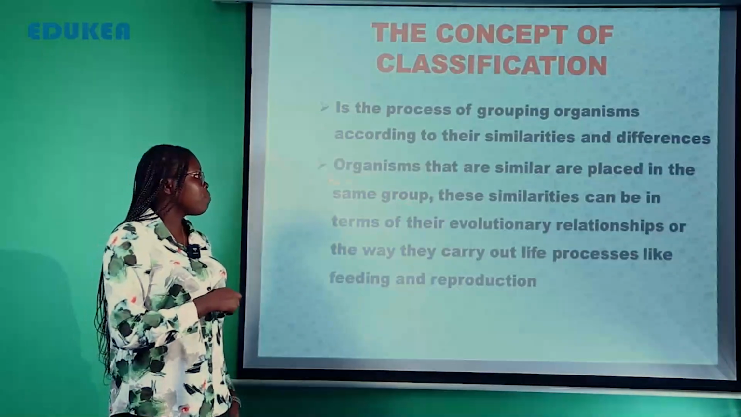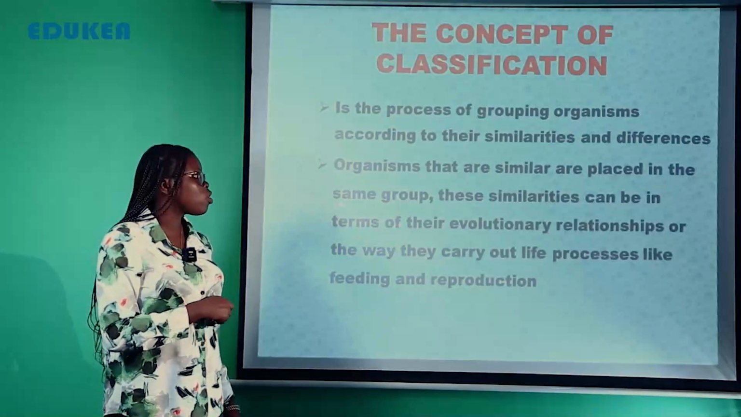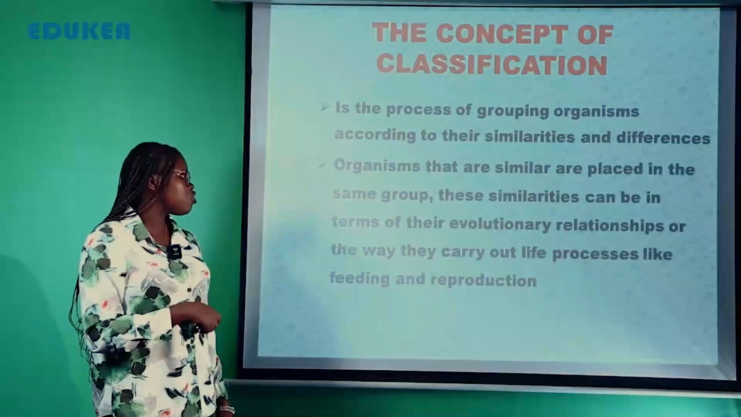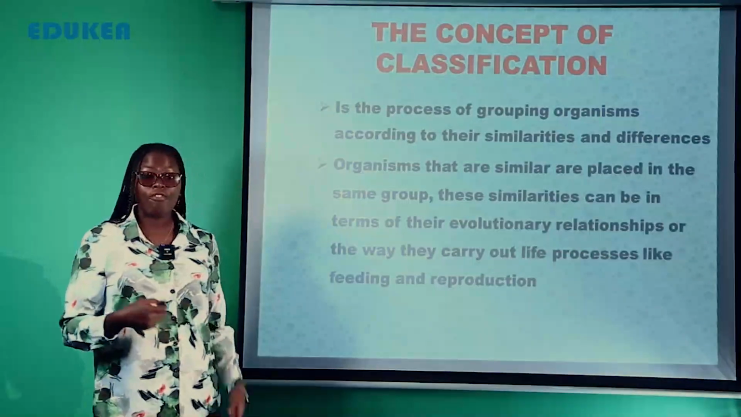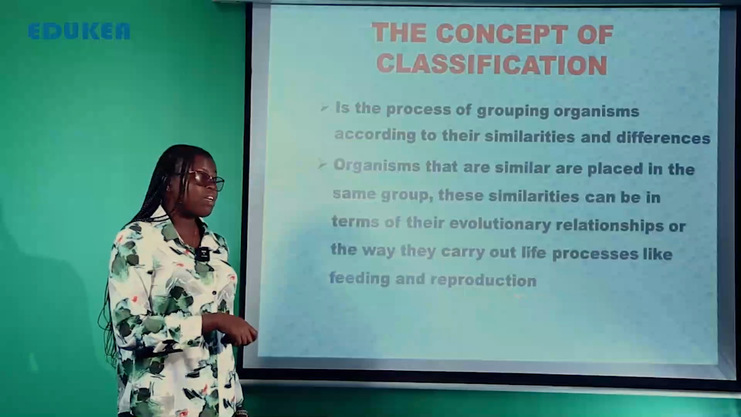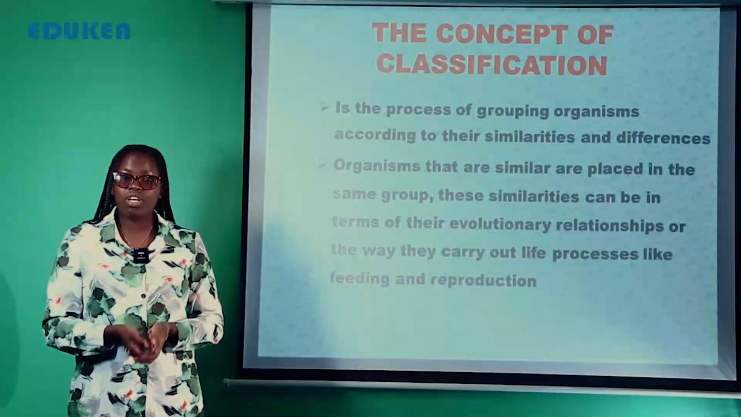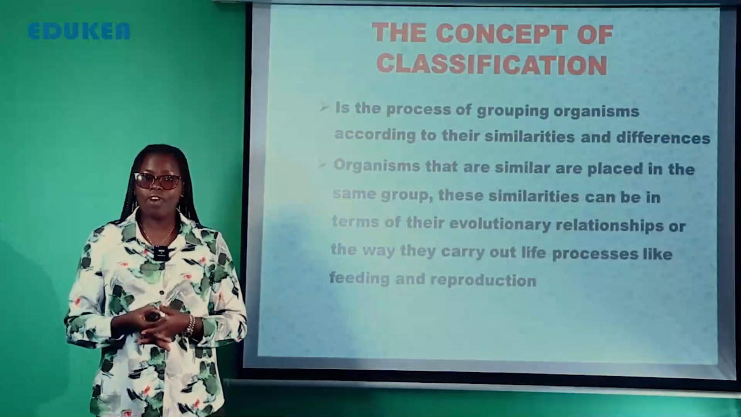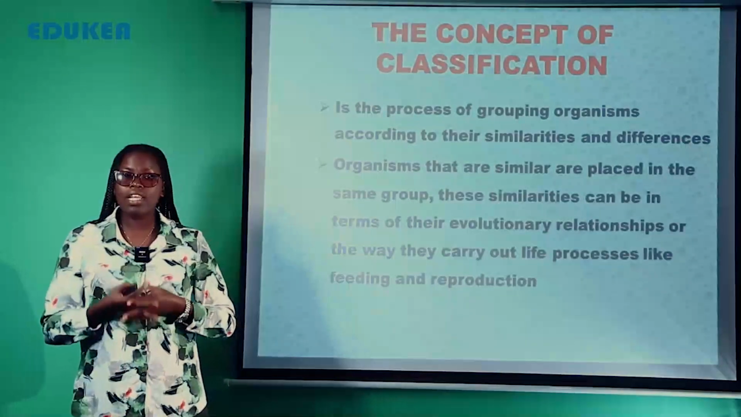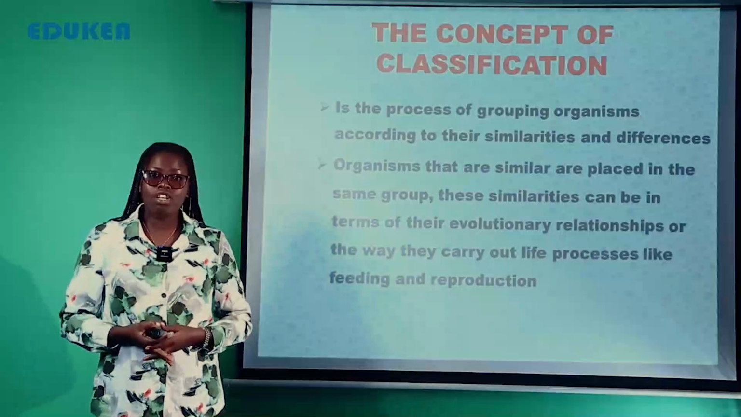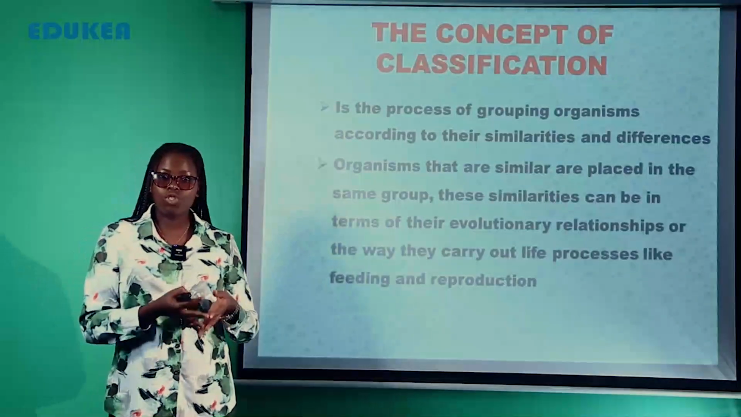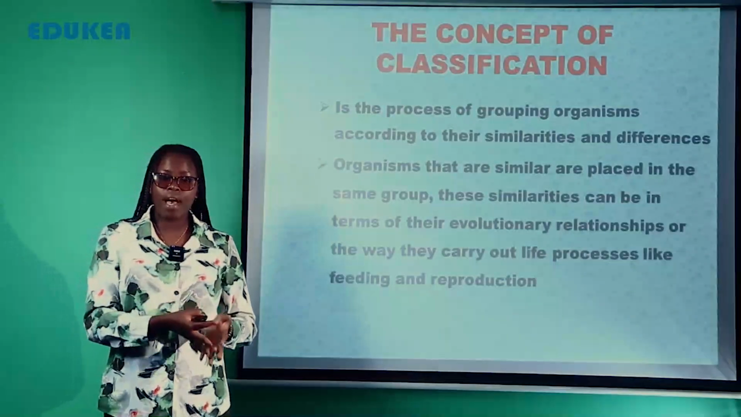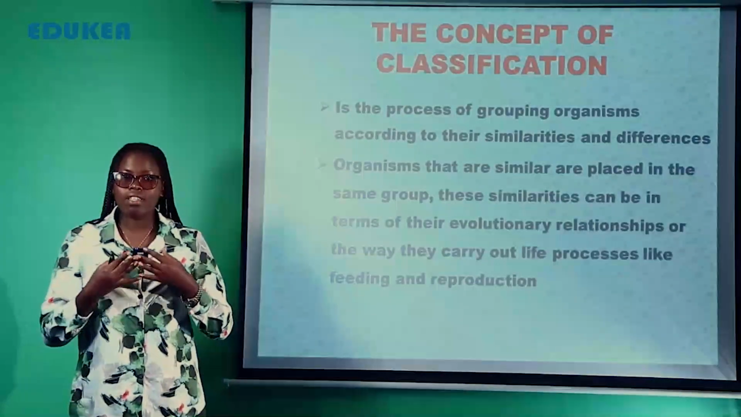So organisms that are similar are placed in the same groups, and these similarities can be in terms of their evolutionary relationship or the way they carry out life processes like feeding, reproduction, respiration, nutrition, and excretion. So organisms are classified or grouped in their classes depending on the similar characteristics they share depending on the evolutionary relationship. This means the phylogenetic relationship that organisms have. In here, we look at their common ancestors.